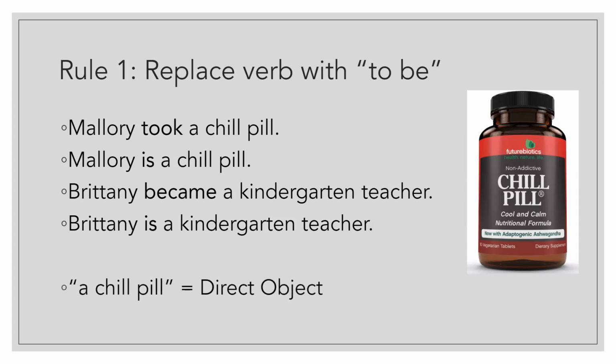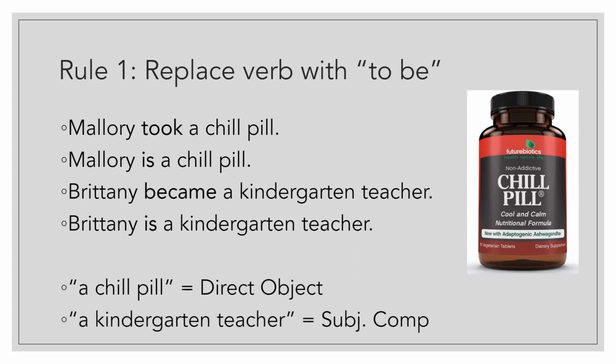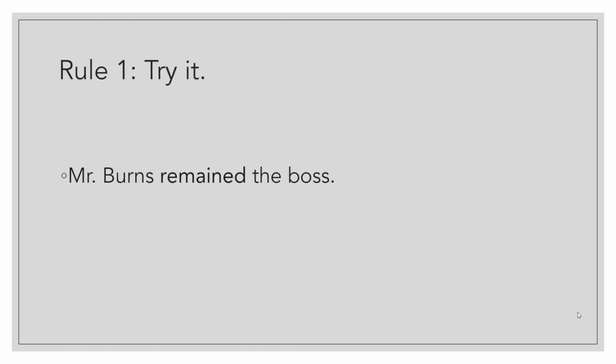Okay, so I know, because I cannot replace the verb took with the verb is in the first situation, chill pill must be the direct object, because Mallory is definitely not a chill pill. But since I can replace the verb became with the be verb, and Brittany is a kindergarten teacher, and that's still a truthful statement, then kindergarten teacher must be the subject complement. Okay? Go ahead and try it.